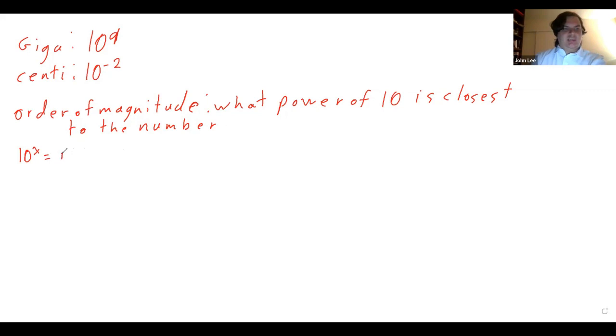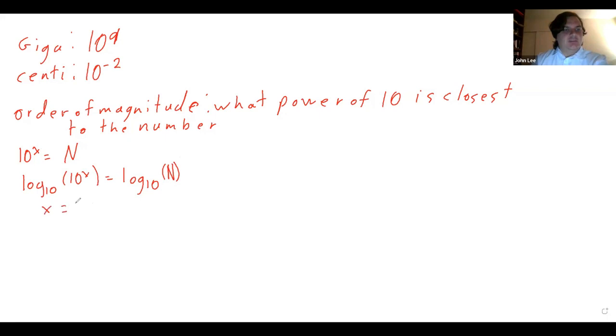Instead of calling this n, let's call this m. So m is just going to refer to the number you're looking at. Or actually, we can call this big N. So 10 to the x is going to be the number you're looking at. And in order to find what this x is and to find the order of magnitude, you take log base 10 of 10 to the x, which is equal to log base 10 of N.